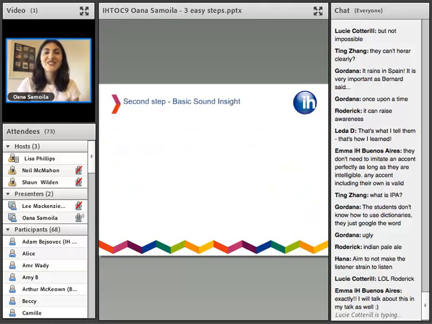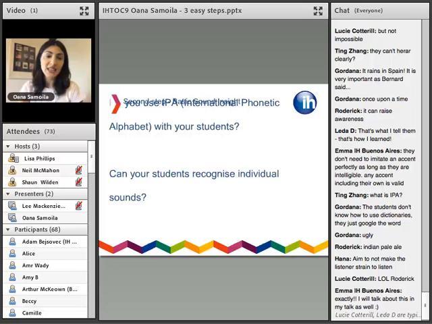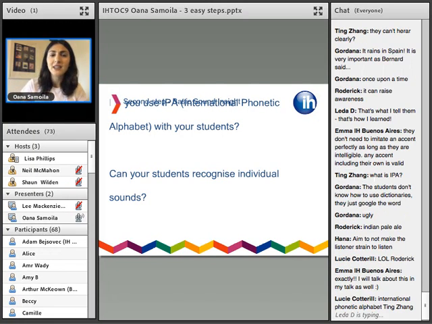This brings me to the second step. Basic sound insight. By basic sound insight, I mean, how often do you use IPA with your students? Can your students recognize individual sounds? Could you just type that in?